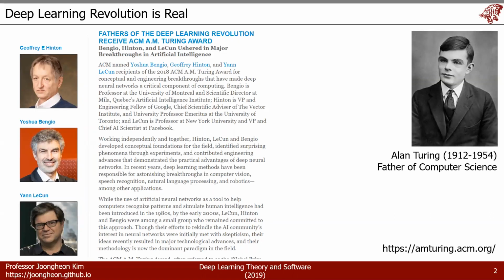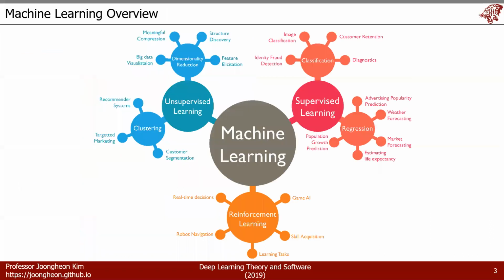And the technologies in deep learning are widely used for many applications in computer science and electrical engineering, also in many other topics, okay? So before starting deep learning, we have to understand what machine learning is. Machine learning can be classified into three major topics. The first one is supervised learning, the next one is unsupervised learning, and the last one is reinforcement learning.